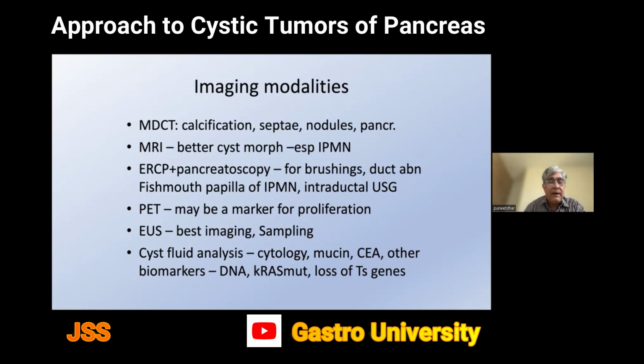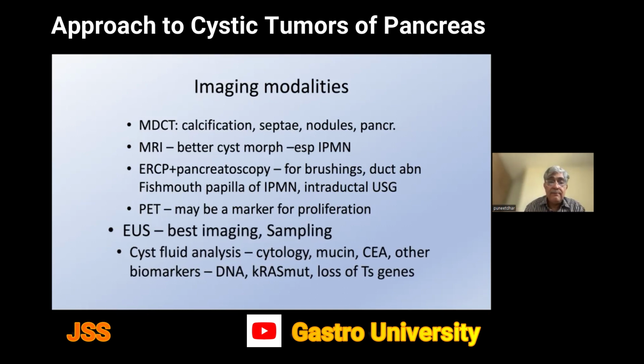PET may be a useful marker for proliferation, but not many studies have been done using it. So where it's appropriate, it could be an ancillary test. But the best modality is probably endoscopic ultrasound. If there's any doubt that we need to operate on them, we should probably try and prove it. Or if you're conserving them and there's a doubt, particularly in the head, it's a fantastic tool, and sampling can be used for the cyst fluid analysis. And they can be tested for a variety of biomarkers, for cytology, for the presence of mucin, because it automatically shows a pre-malignant potential, and CEA.